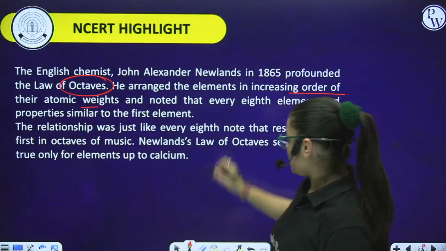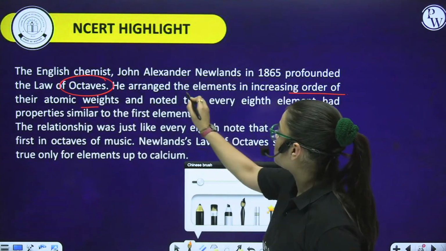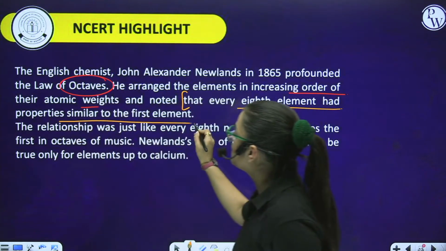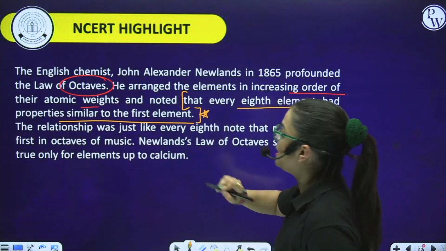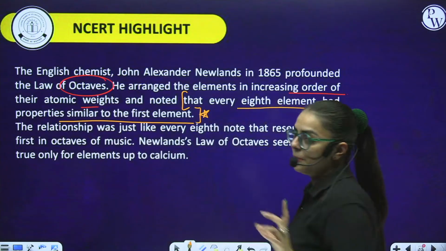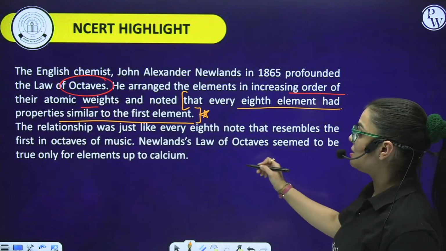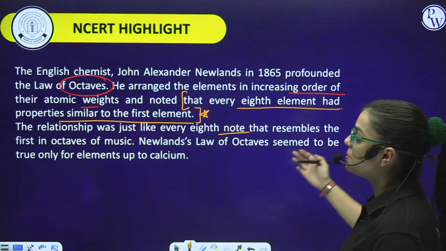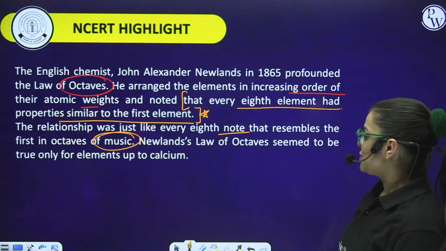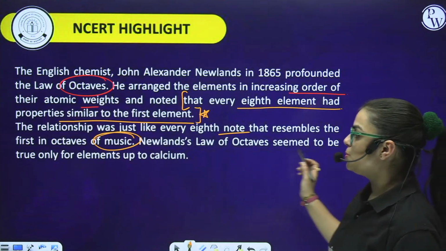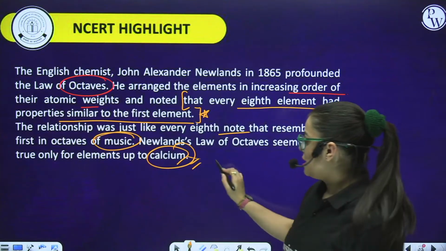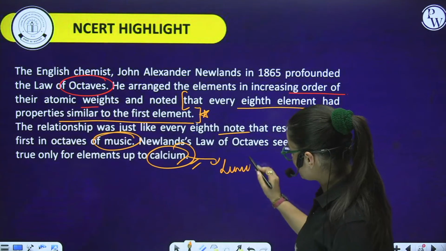Now this is important, everybody please put a star over here. He noted that every eighth element had properties similar to the first element. The relationship was just like every eighth note that resembles the first in the octaves of music. Newlands' law of octaves seemed to be true only for elements up to calcium. That is the limitation, students.